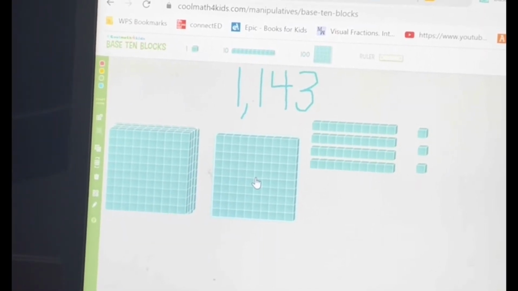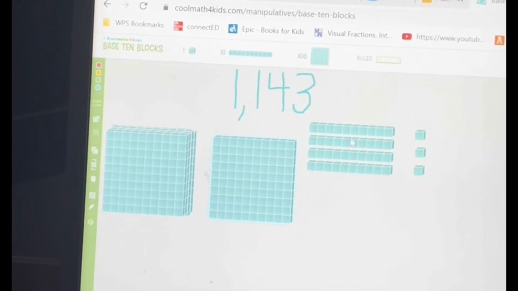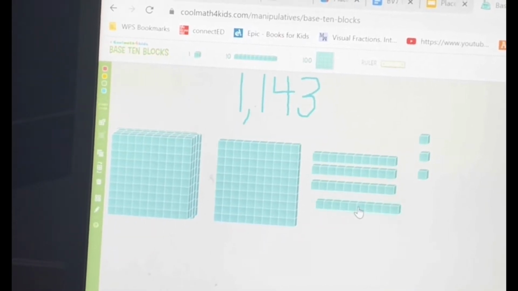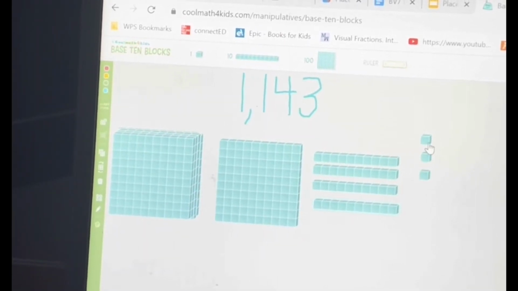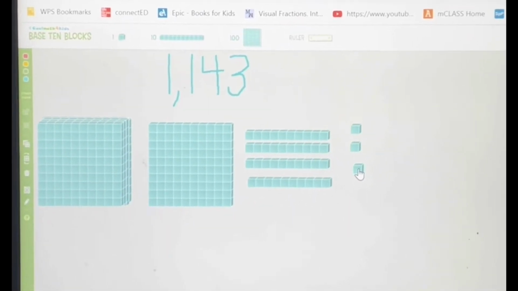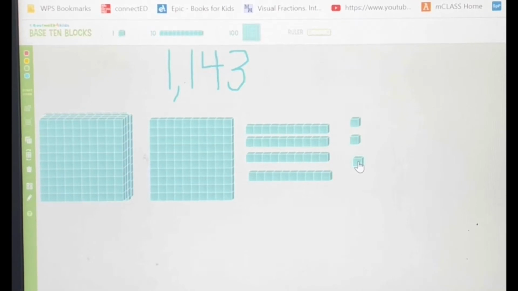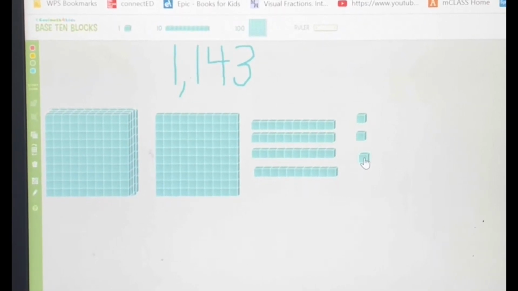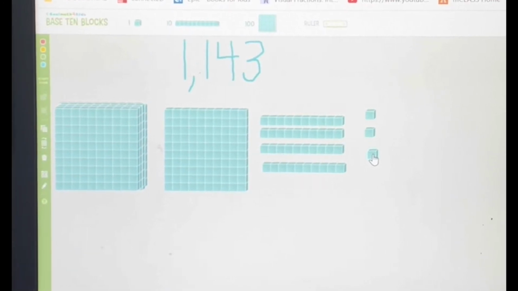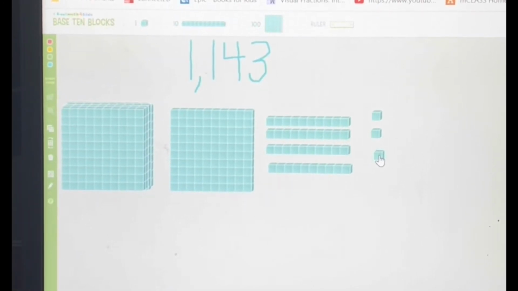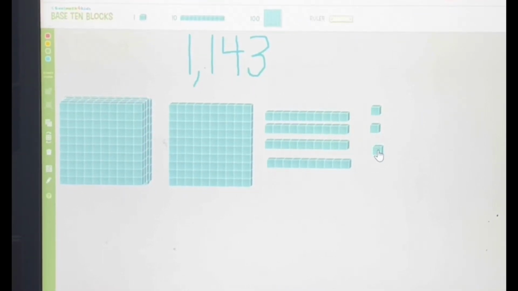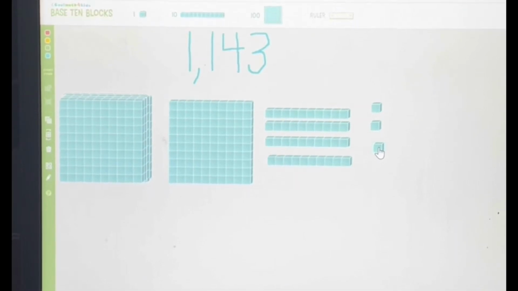So line everything up. We have our thousands block, our hundreds block, our tens blocks, and our ones blocks. So 3 ones, 4 tens, 100, and 1,000. We now have a visual representation of the number 1,143.